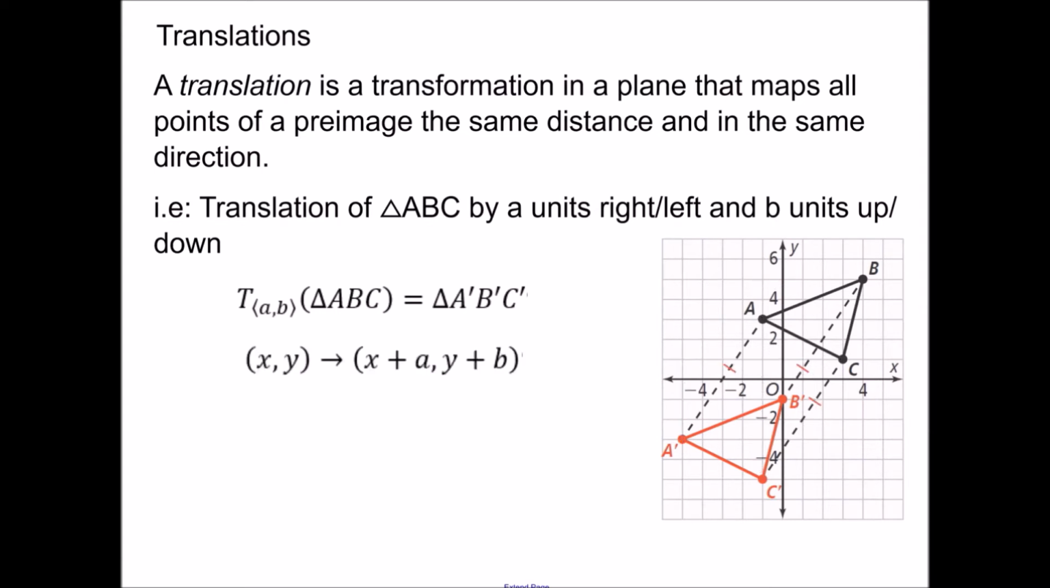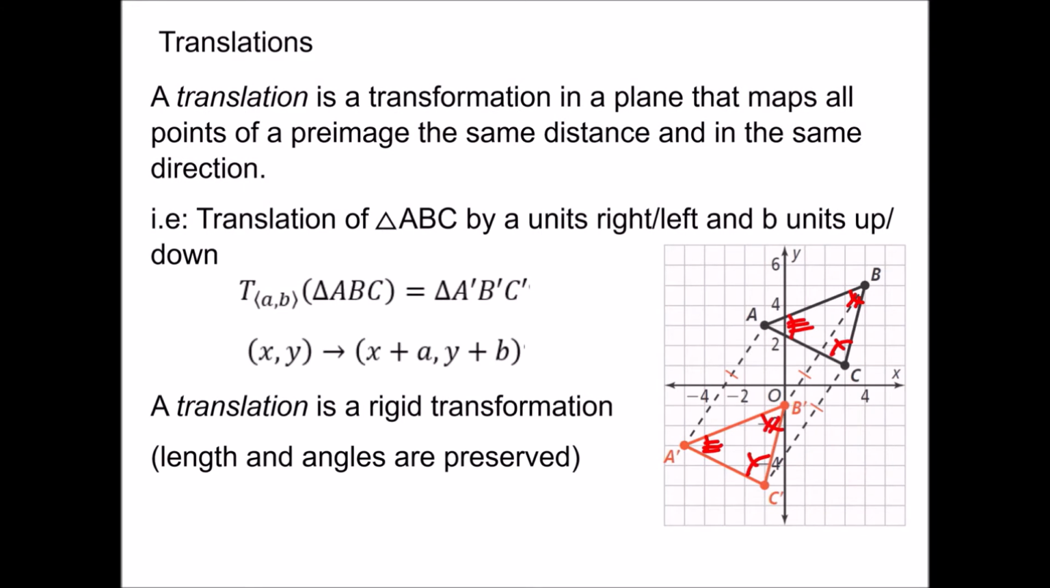Another way that we can symbolize this, aside from the notation the book uses, is this arrow notation. This is saying you're taking the original point (x, y) and transforming it by adding A to the X coordinate and adding B to the Y coordinate. That's another way to represent this translation. And so a translation is a rigid transformation or a rigid motion, and that means that the lengths and angles are preserved.